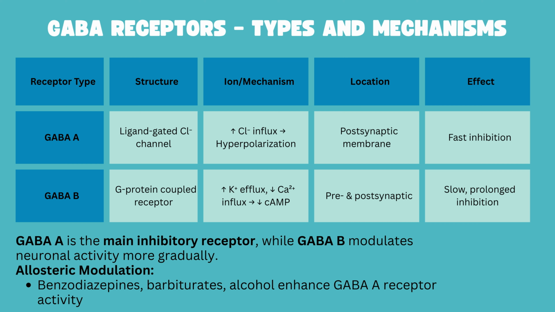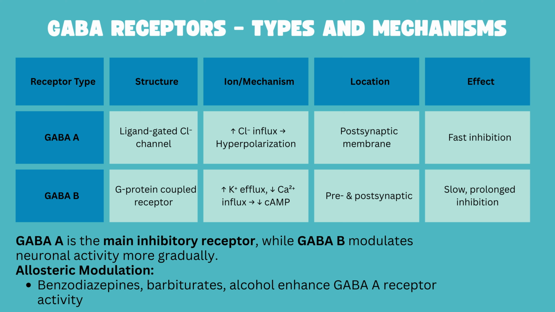GABA's effects depend on which receptor it binds to. GABA A is an ionotropic receptor. Think of it like an electronic gate that opens up when GABA binds. It allows chloride ions, Cl-, to rush into the neuron, making the inside more negative and less likely to fire. This leads to immediate and powerful inhibition.